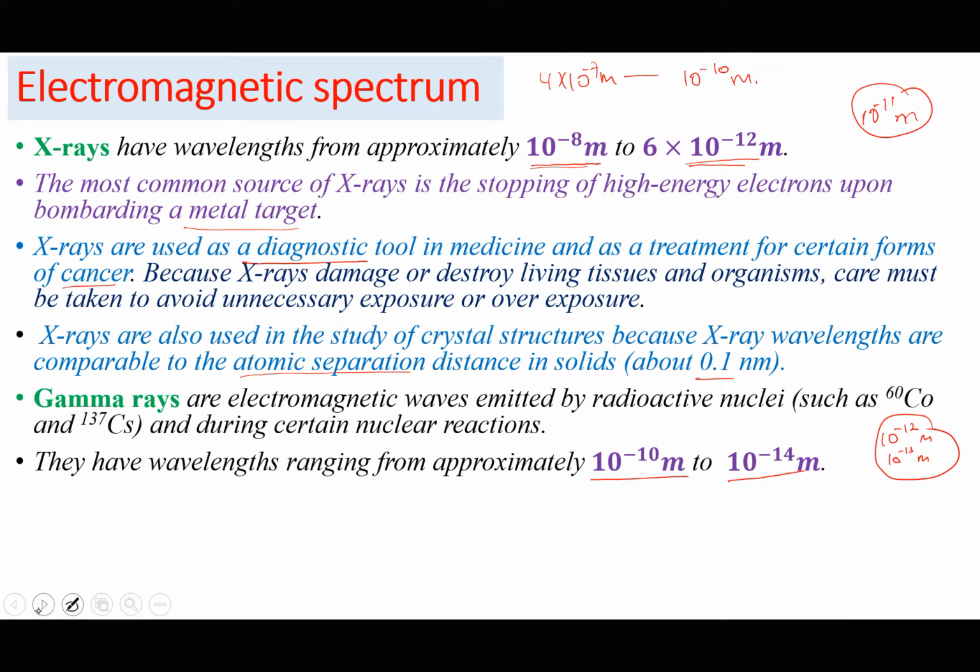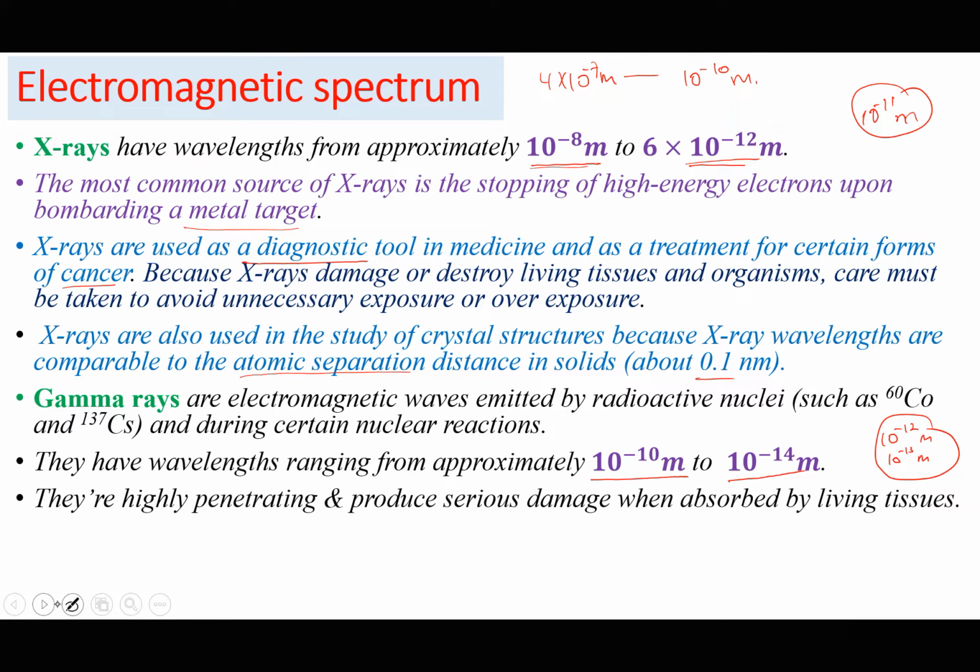What is special about gamma rays is that they are highly penetrating, and they would produce serious damage when absorbed by living tissues. Just like X-rays, gamma rays are highly penetrating because they have the highest frequency. Since they have the shortest wavelength, they are highly penetrating, very energetic, and therefore they can easily produce damage when absorbed by living tissues.